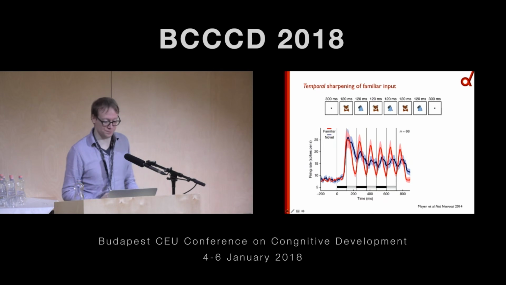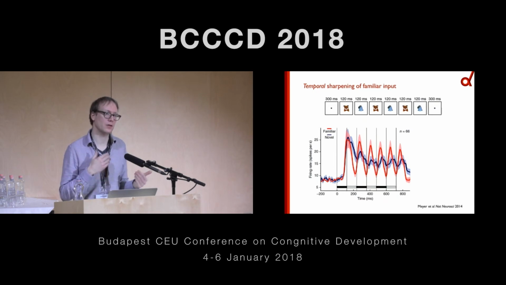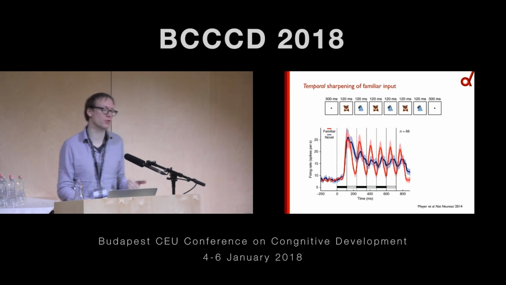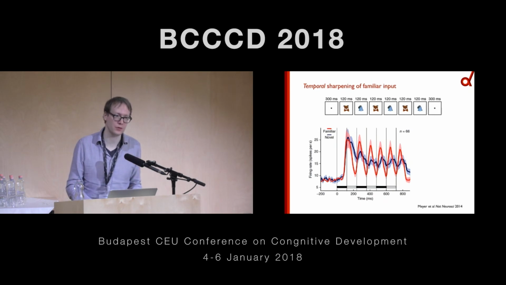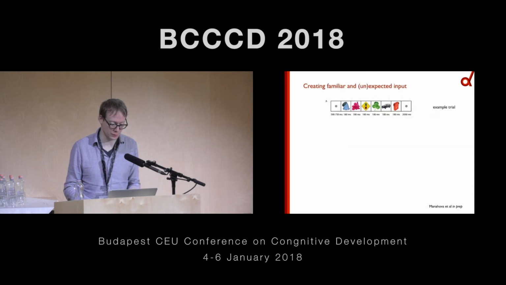So in other words, what we think familiarity might do here for you is that you're able to very quickly represent stimuli and then also reduce that representation so that you're ready to see new events. And we were curious whether expectations or predictions about what is going to happen next might have a similar effect on the brain.